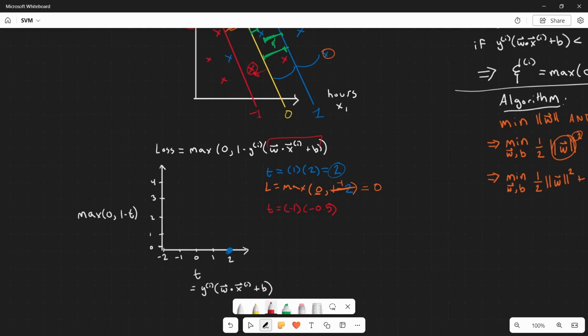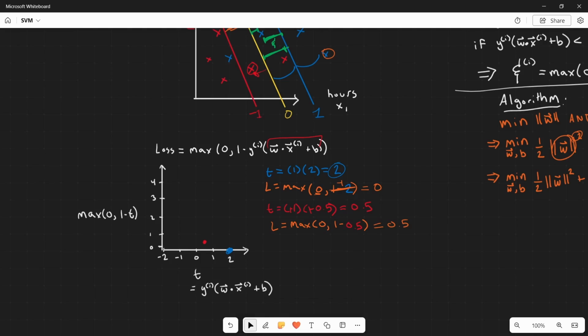If we multiplied -1 and -0.5, the negatives would cancel, and that would leave us with +0.5. Now if you plug that into the loss function, then we'd get the maximum of 0 and 1 minus 0.5. So since 1 minus 0.5 is equal to +0.5, our loss would become 0.5. And if we plotted this on our graph, then t at 0.5, which is right here, would give us a loss of +0.5, which is right here.